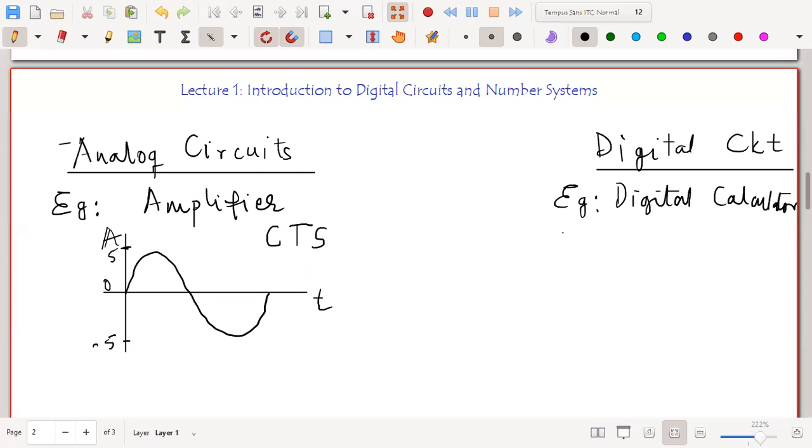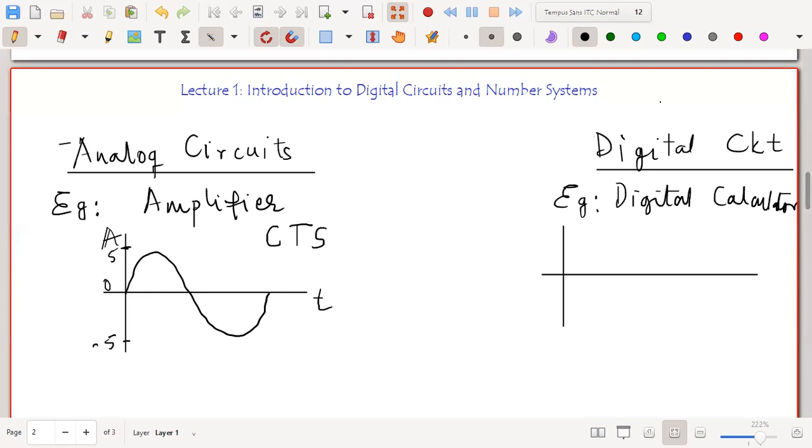This is an example of a digital circuit. This is a very simple example. Later on, we'll see some more examples of these digital circuits. Now, the circuits which can process discrete time signals are known as digital circuits.